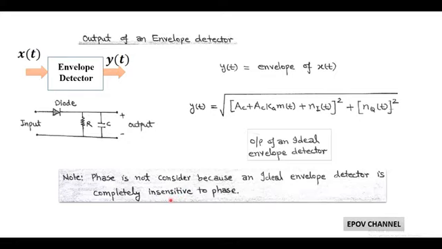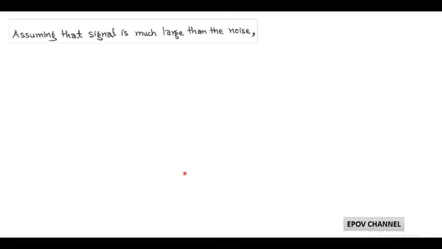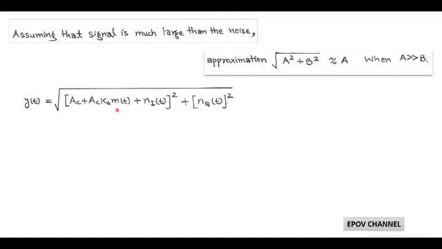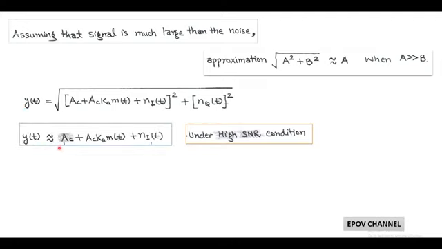And for our convenience and understanding, we assume the signal is much larger than the noise. Then we can use an approximation: the square root of a squared plus b squared is approximately equal to a when a is far greater than b. Using this approximation and considering the signal much larger than noise, called the high signal to noise ratio condition, y(t) is approximately equal to Ac + Ac ka m(t) + nI.